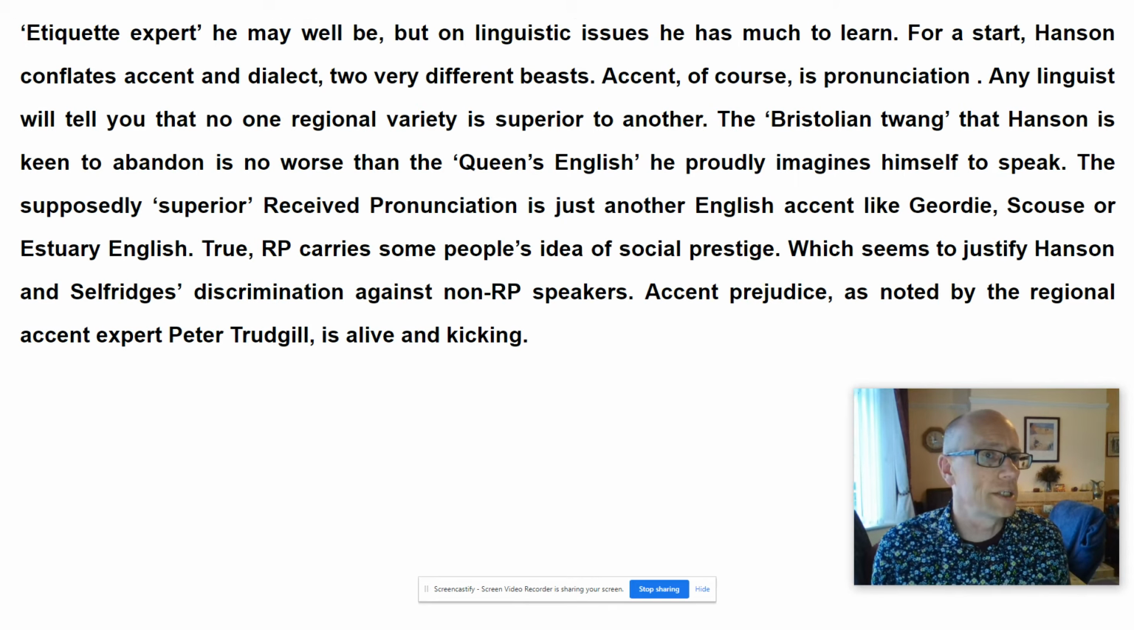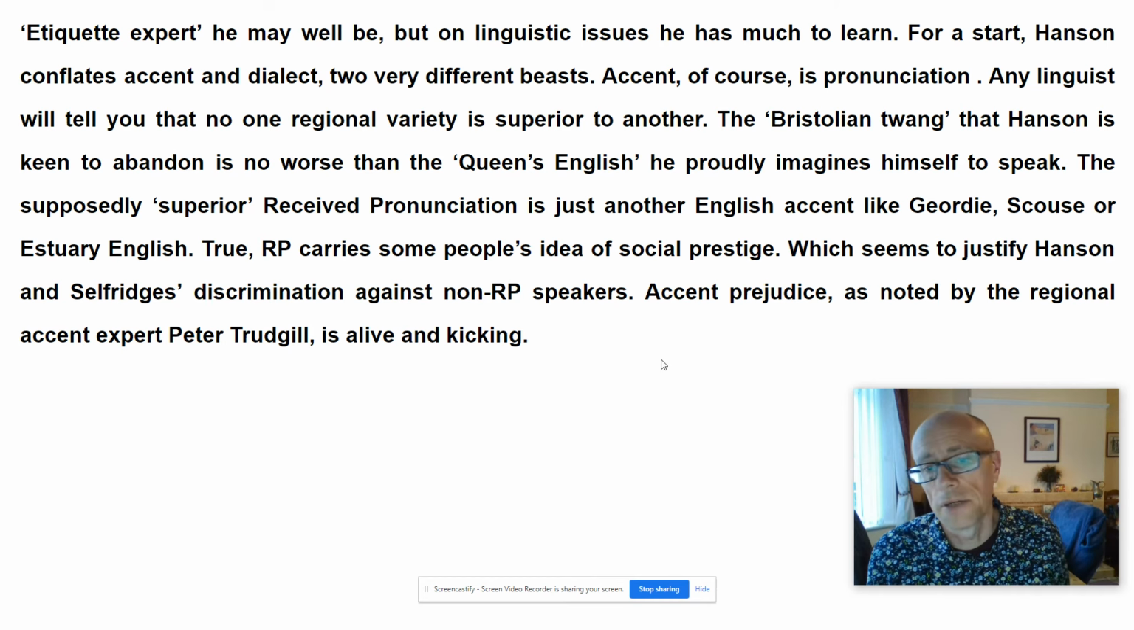We go on. Etiquette expert he may well be, but on linguistic issues, he has much to learn. For a start, Hanson conflates accent and dialect, two very different beasts. Accent, of course, is pronunciation. Any linguist will tell you that no one regional accent is superior to another. The Bristolian twang that Hanson is keen to abandon is no worse than the Queen's English he proudly imagines himself to speak. The supposedly superior received pronunciation is just another English accent like Geordie, Scouse or Estuary English.